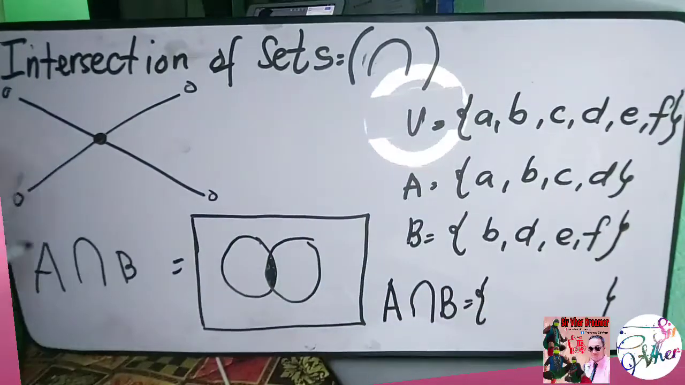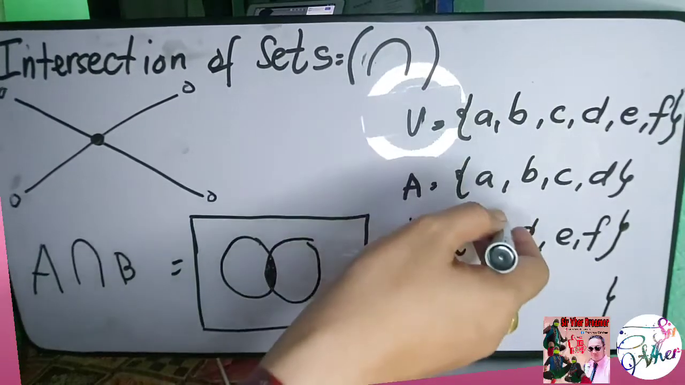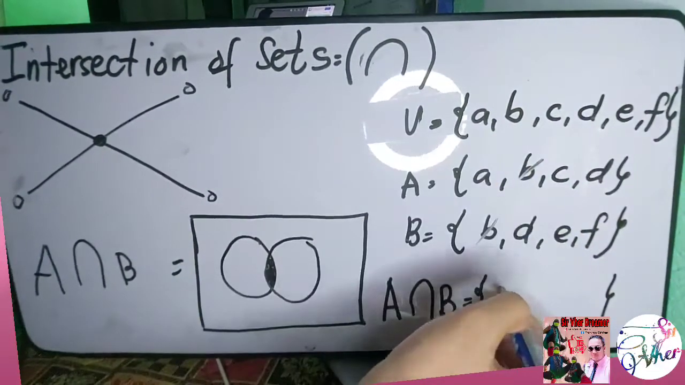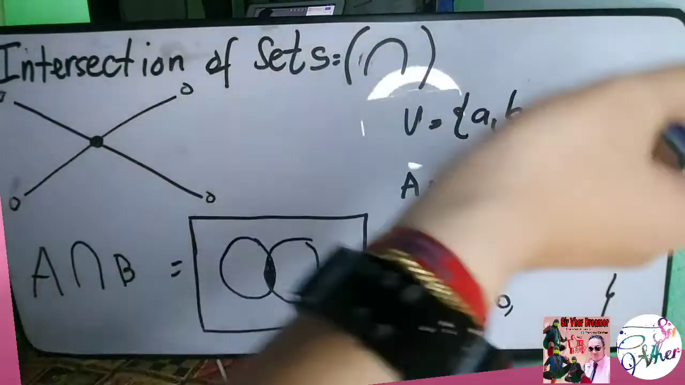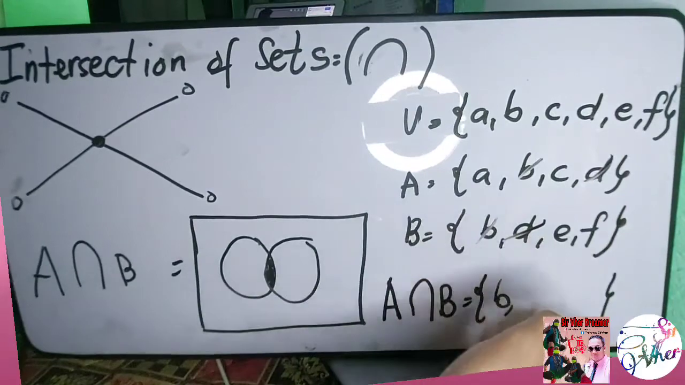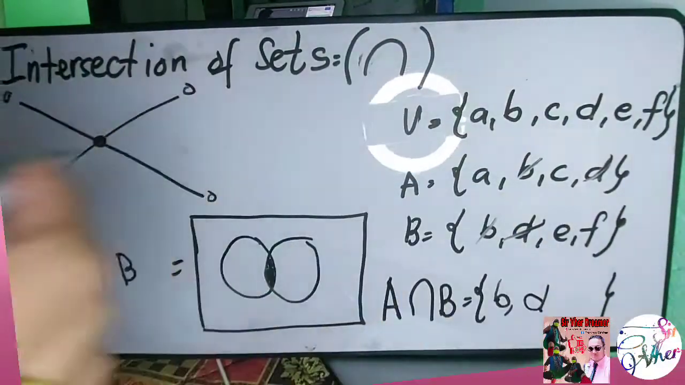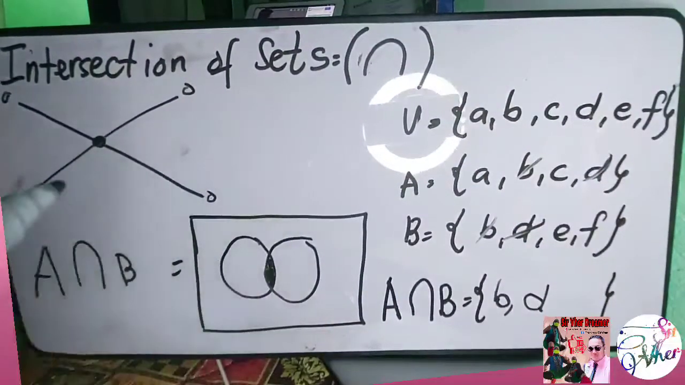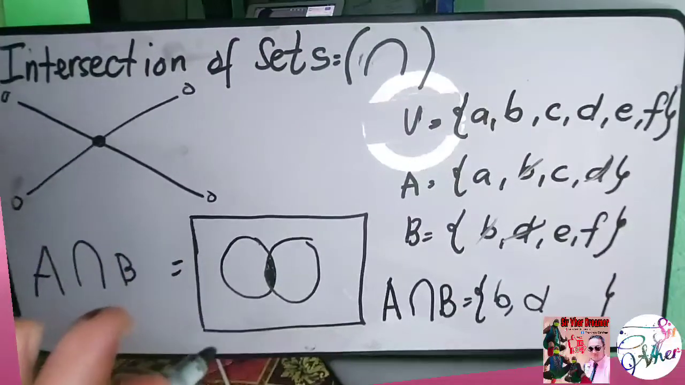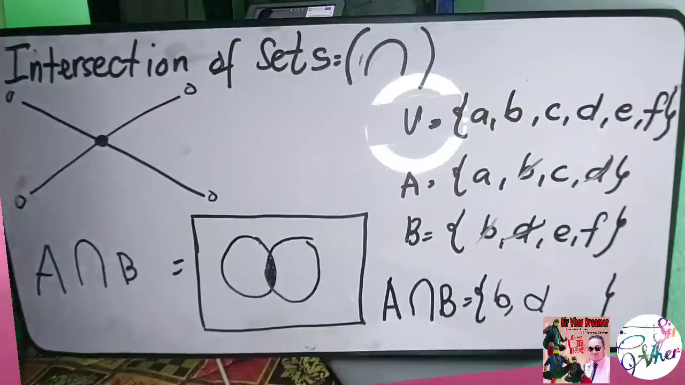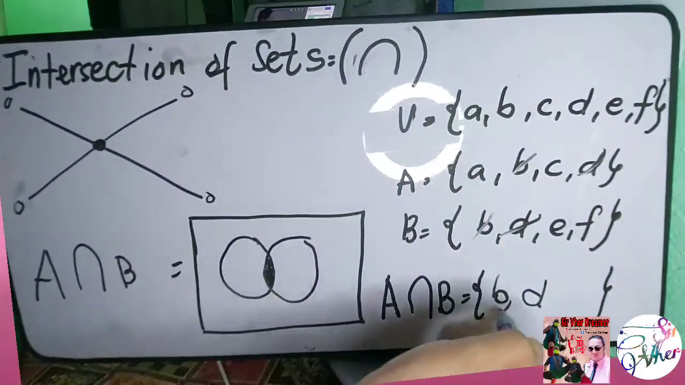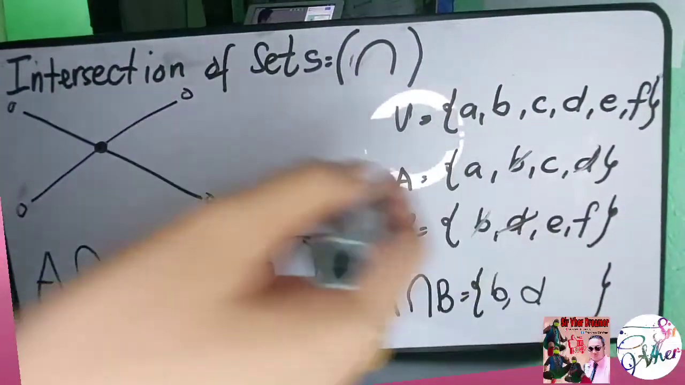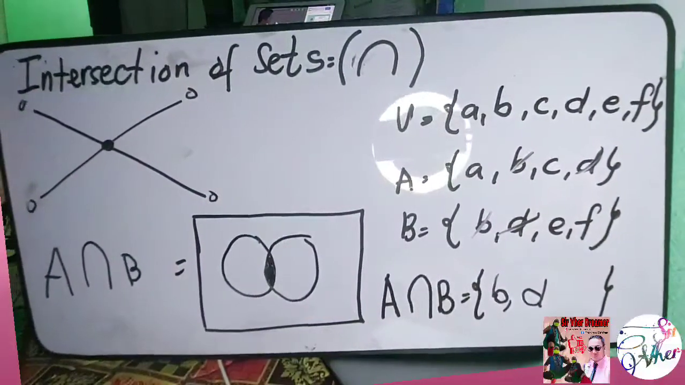What are the common elements between the two given sets? We have B. So common element B. Another, C? No C. So we have D and D. So we have D. No more? Okay, so these are the common elements. So therefore, what is the intersection, or A intersection B? What are the elements? B and D. So that is the intersection of sets.